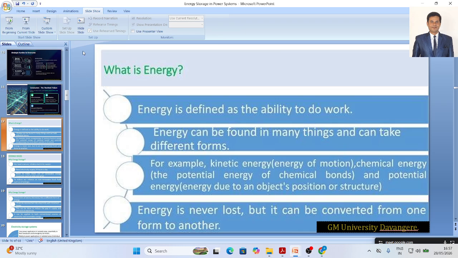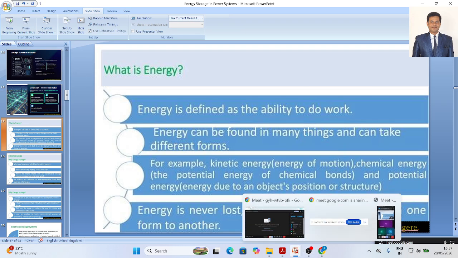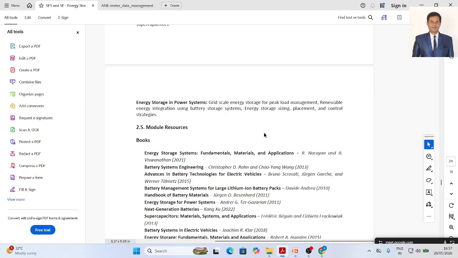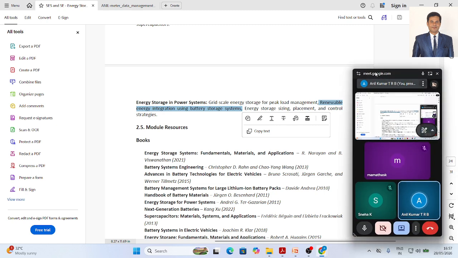Then we'll study the generation part. The other part is renewable energy, right? Renewable energy integration with the battery systems. How your energy can be stored in battery systems. In the battery system, what battery systems are there, what can we store, and how you can make the integrations with the energy storage. So that is what we'll study in these slides.